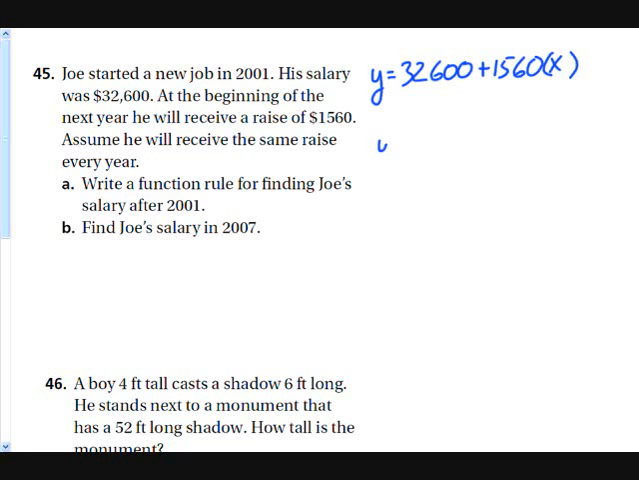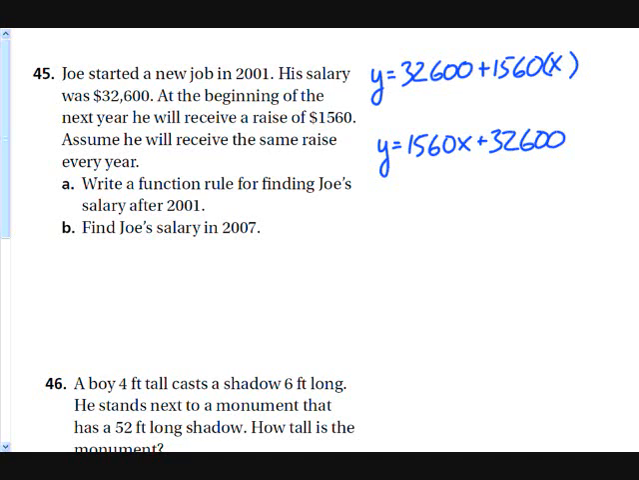So in other words, if I rewrite this in a different order, it's y equals 1,560x plus 32,600. And that's the function rule we're going to look at here. In other words, this is his salary after x number of years.